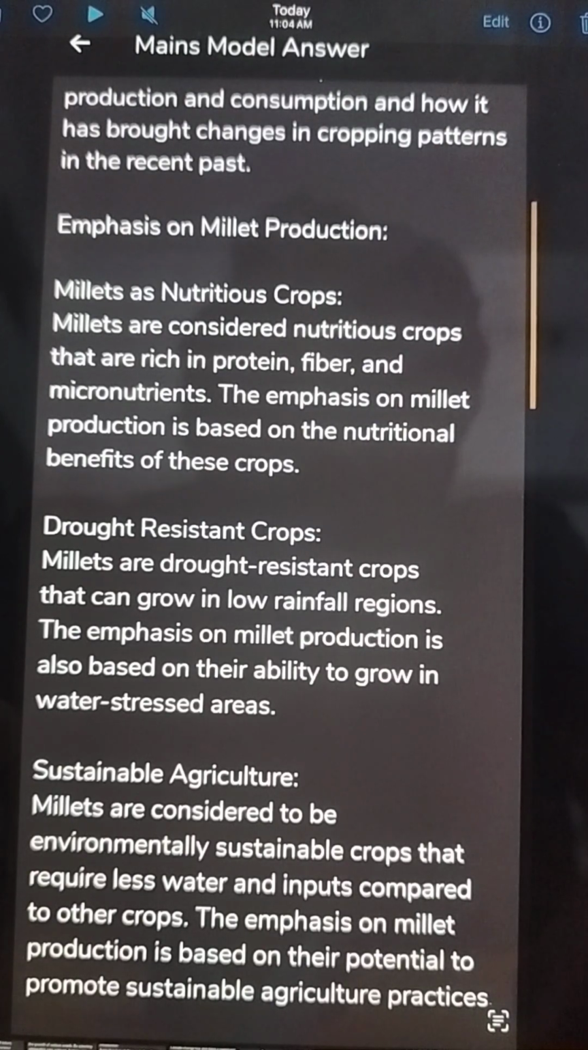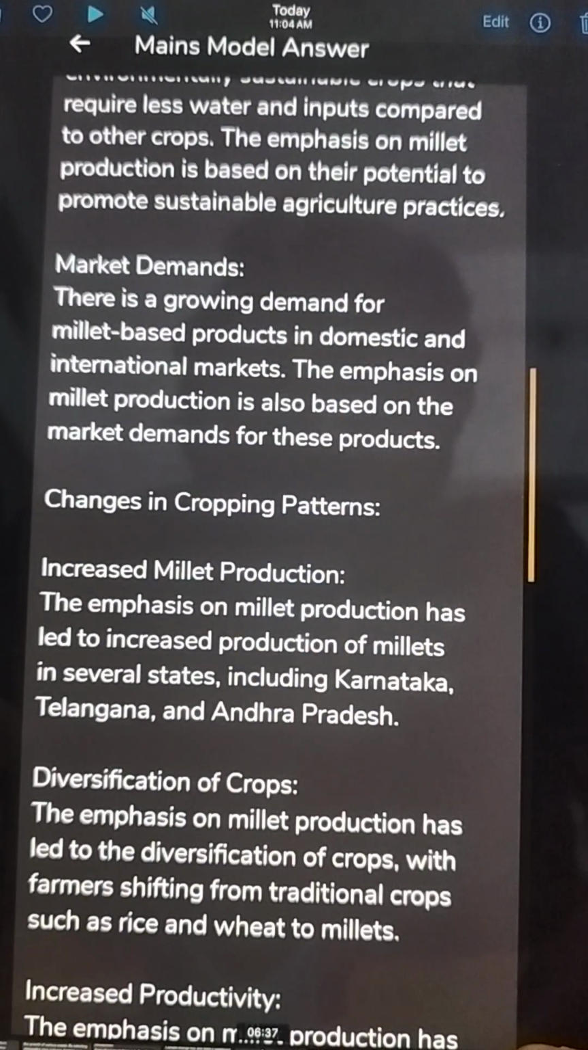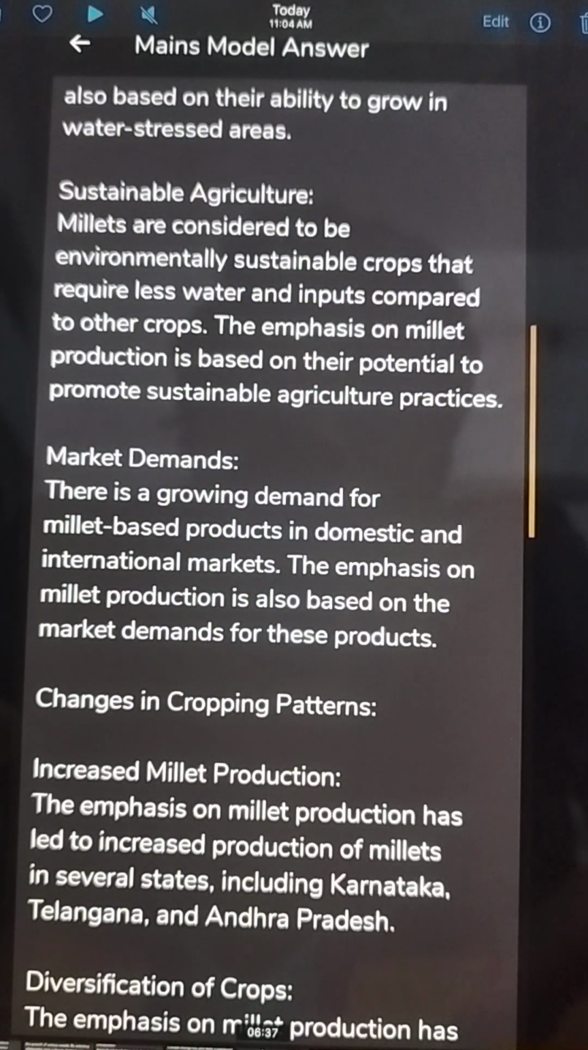Then comes sustainable agriculture. Millets are considered to be environmentally sustainable crops that require less water inputs compared to other crops. The emphasis on millet production is based on their potential to promote sustainable agriculture practices. Then comes market demands. There is a growing demand for millet-based products in domestic and international markets. The emphasis on millet production is also based on the market demands for these products.